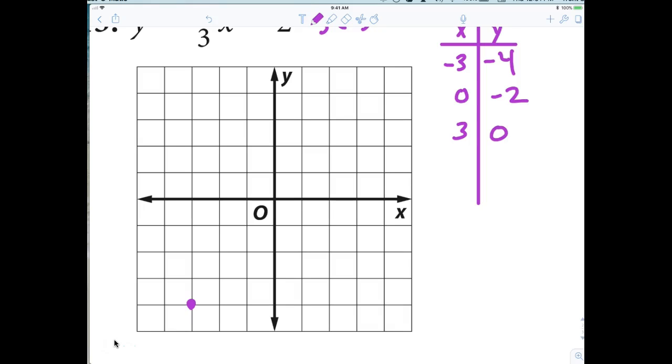All right, so 0, negative 2. Everybody can plot 0, negative 2. And then 3, 0. Everybody can plot that. Now let's draw our line.